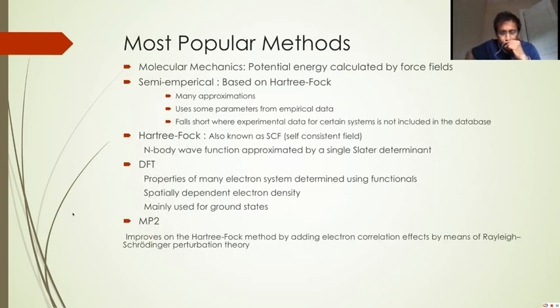Most popular methods: first of all, you can talk about molecular mechanics. Molecular mechanics means potential energy calculated by force fields. Semi-empirical means based on Hartree-Fock, with many approximations, using some parameters from empirical data. It falls short where empirical data for certain systems is not included in the database. Hartree-Fock, also known as SCF, self-consistent field, has many-body wave functions approximated by a single Slater determinant. DFT, density functional theory: properties of many-electron systems are determined using functionals, especially dependent on electron density, mainly used for ground states. And MP2 improves on the Hartree-Fock method by adding electron correlation effects by means of Rayleigh-Schrödinger perturbation theory. Next slide.